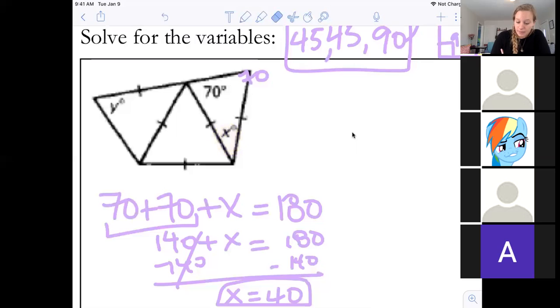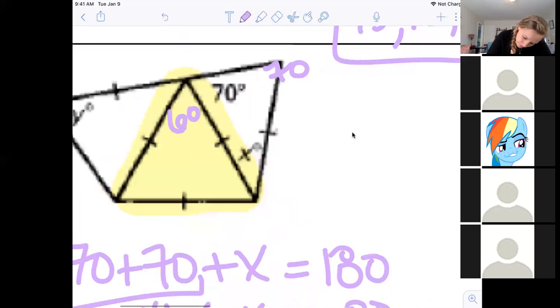Okay, we didn't even need that in order to find y. That being said, let's focus in on this triangle right here in yellow. Somebody I also haven't talked to for a minute. What kind of triangle is that? Equilateral. Very good, Isaac, equilateral. And then I need to know what my angle measurements are. Who knows what my angle measurements are? Those are 60, 60. Very good.